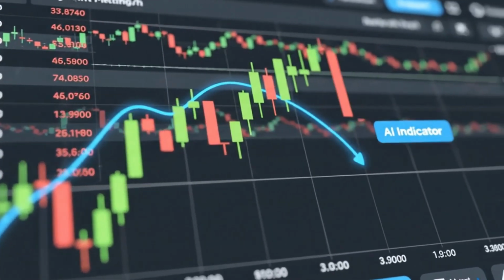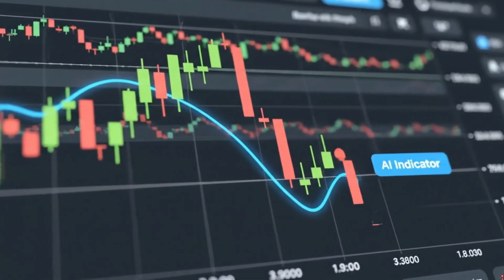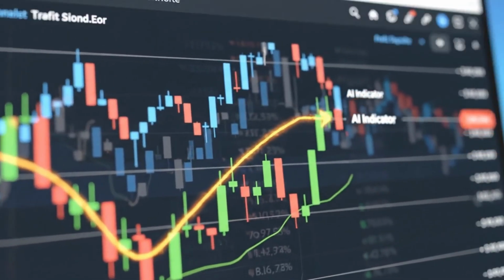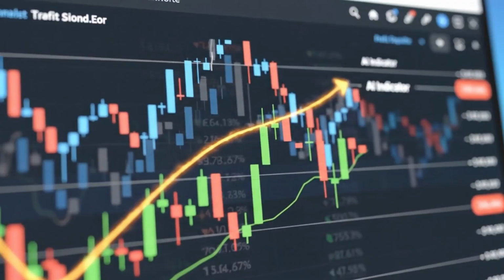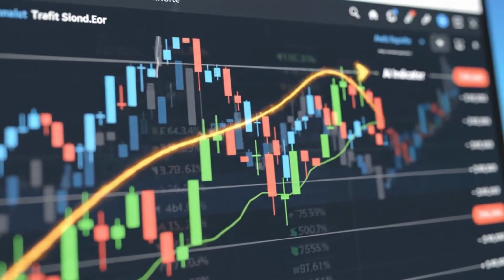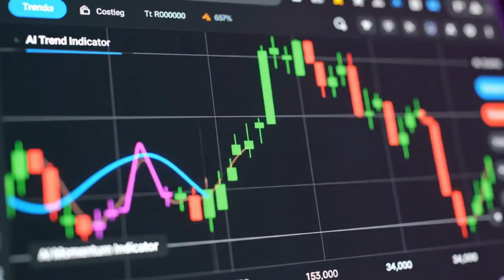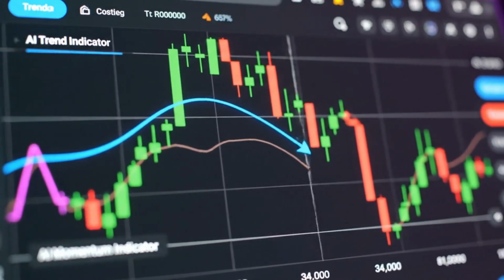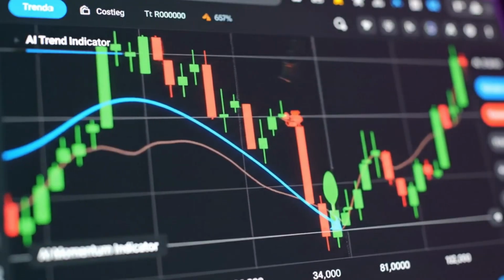AI indicators work differently. AI indicators analyze large amounts of historical and real-time data. Instead of following fixed rules, they adjust their behavior based on market context. When volatility increases, AI adapts. When trend behavior changes, AI adapts. When market structure shifts, AI adapts.